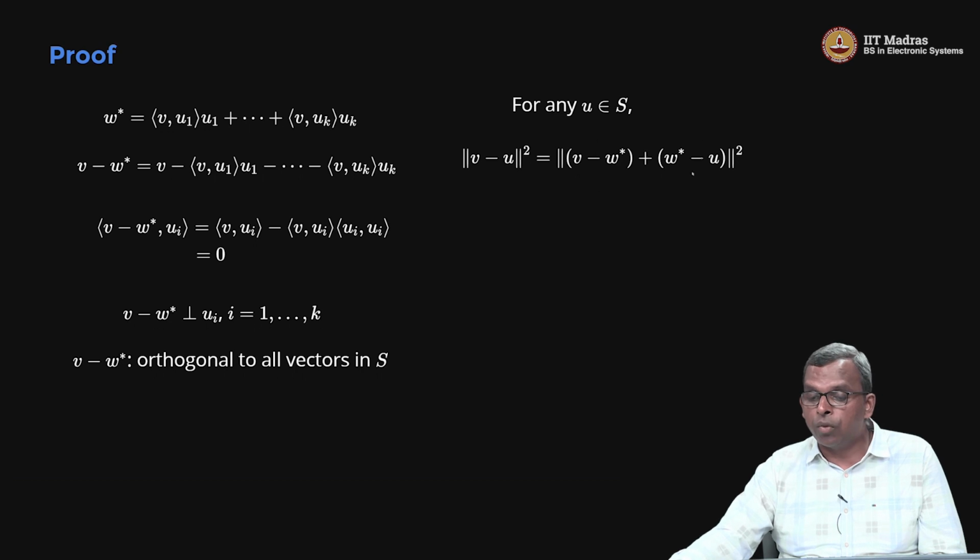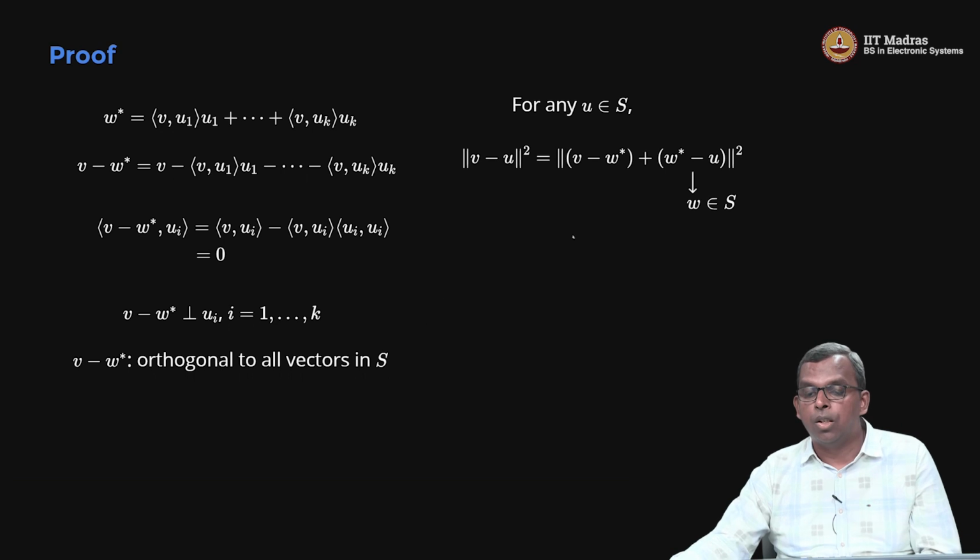Now let's look at each of these terms, right? What is this term, w star minus u? It is something that belongs to S. That is the key. u is in S, w star is also in S, so w star minus u belongs to S. So this vector, whatever it is, belongs to S. Now what is v minus w star? v minus w star is orthogonal to everything in S. So v minus w star and w star minus u are orthogonal, perpendicular. Now that's the crucial property. Just by adding this and invoking this orthogonality property, we'll be done.